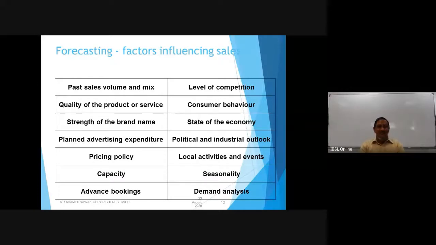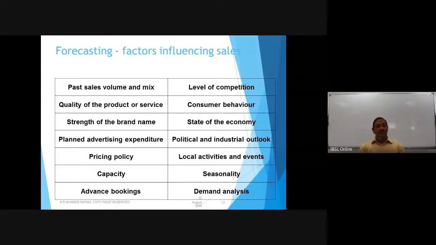Brand name. It will be some sort of directing the consumers. So when the brand name is very strong, we predict the sales value is very high, and the profit margin is very high. Okay, this is planned advertising expenditure.